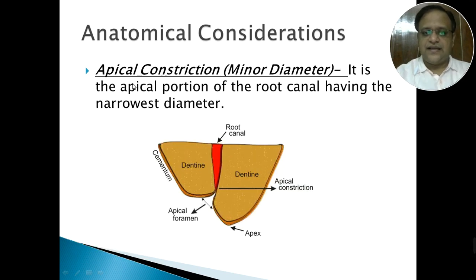Apical constriction. It is the apical portion of the root canal having the narrowest diameter. If you see this triangular area or the apical delta area, the root canal where it almost terminates, or there is a constriction, the smallest diameter where it appears, it is known as apical constriction.